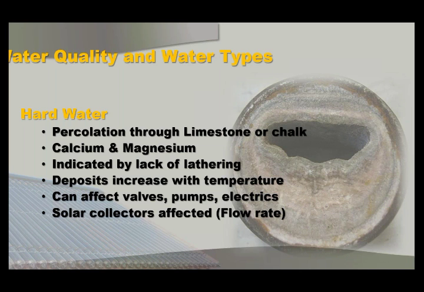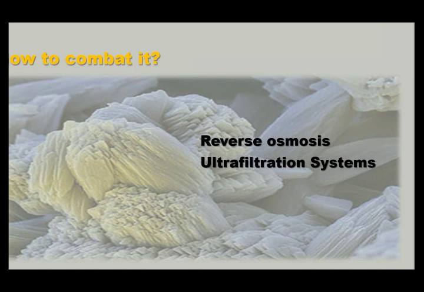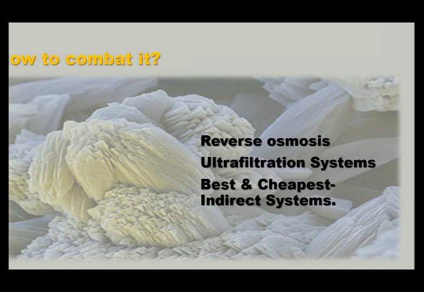Now, in a solar system, what we're most concerned about, of course, is the collectors and the flow between the collector and the tank. But also, as you'll see later in a couple of other modules, limescale can really affect the TP valve and place a real question mark on the safety of a system. So how do we combat it?